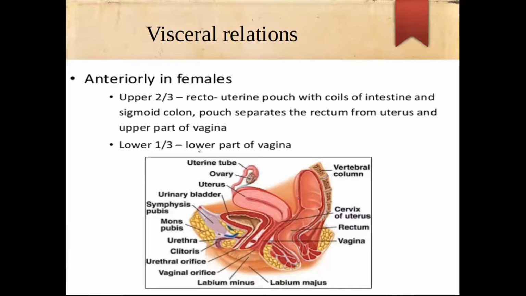Okay, the lower one-third is related to the lower part of the vagina. This is the anterior relation in the females, to the rectum. Clear, or do you want me to repeat? Clear, Mr. Veda. Okay, good.